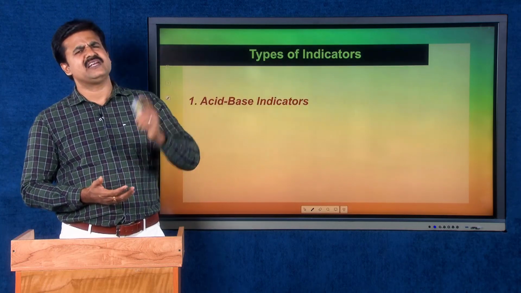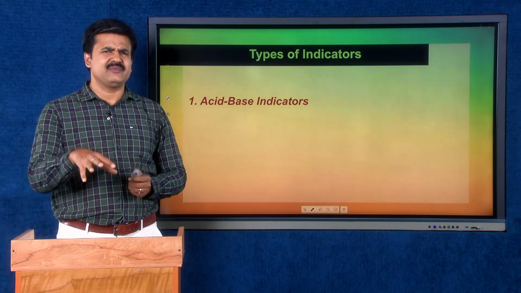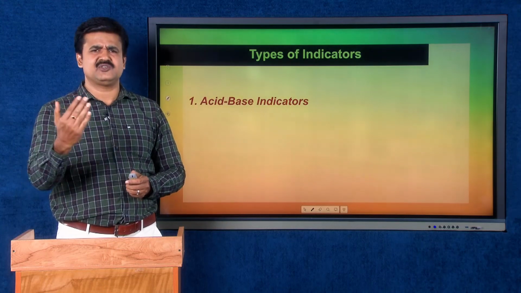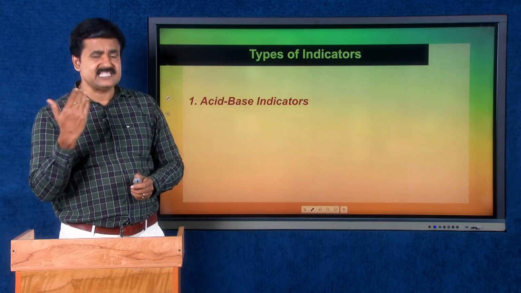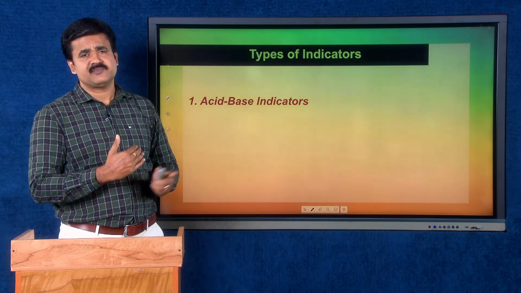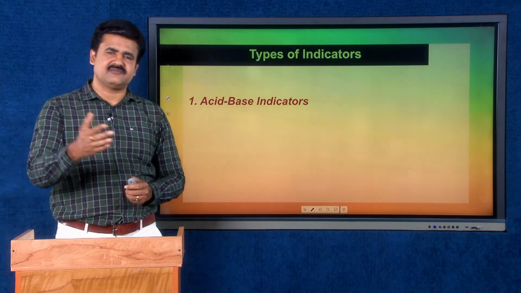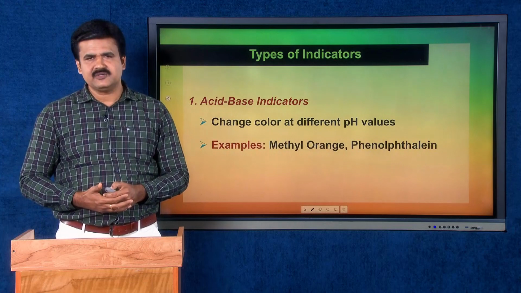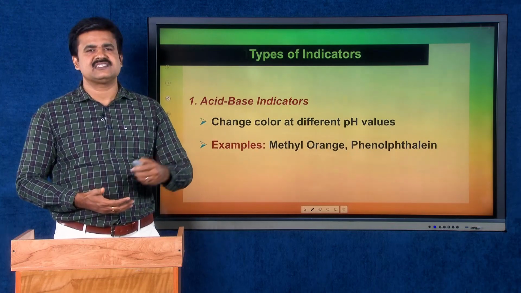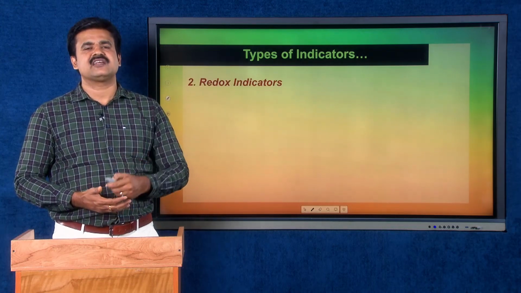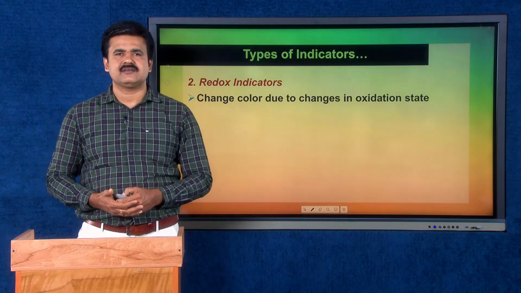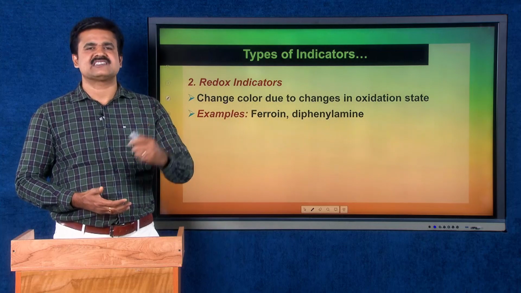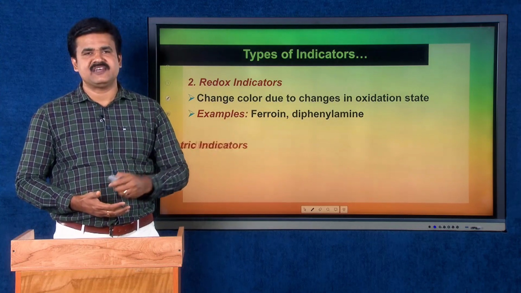There are so many types of indicators. Our aim is to focus on acid-base indicators. Even though that is the case, we have to just go through the various kinds of indicators as a revision. The acid-base indicator is the first category. They change color at different pH values. Typical examples are methyl orange and phenolphthalein. Another category of indicator is the redox indicator. They change color due to a change in oxidation state. Typical examples are ferroin and diphenylamine.